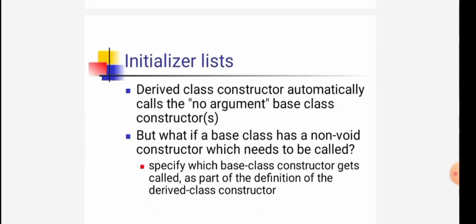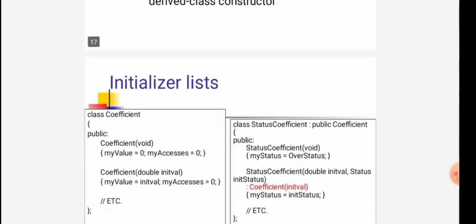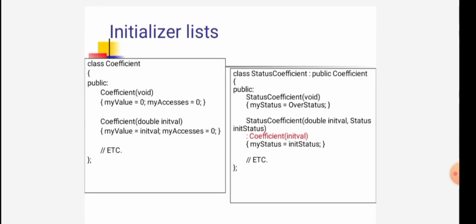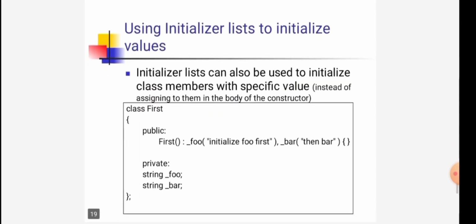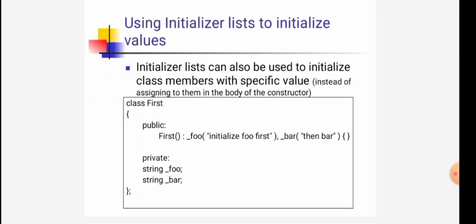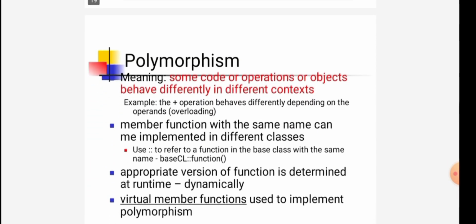Initializer list. The derived class constructor automatically calls the base class constructor with the new arguments. These programs are examples of initializer lists, using an initializer list to initialize values. An initializer list can also be used to initialize class members with a specific value.